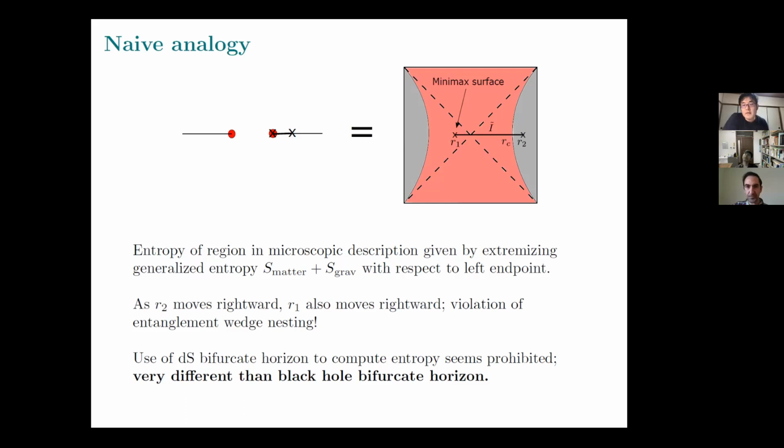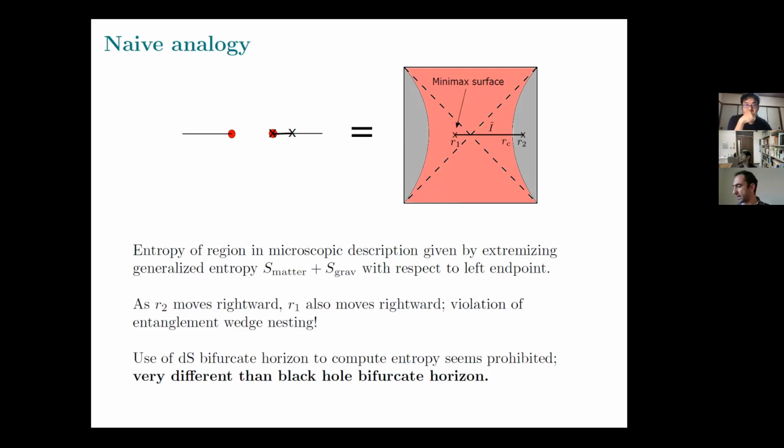So I just want to make sure of one thing. Suppose that I take this min-max surface, even in AdS, then entanglement wedge nesting is also violated? I think so, yeah. I don't know to what generality you can show it, but I think you can basically prove a theorem that says these surfaces will violate entanglement wedge nesting. I see. Thanks.